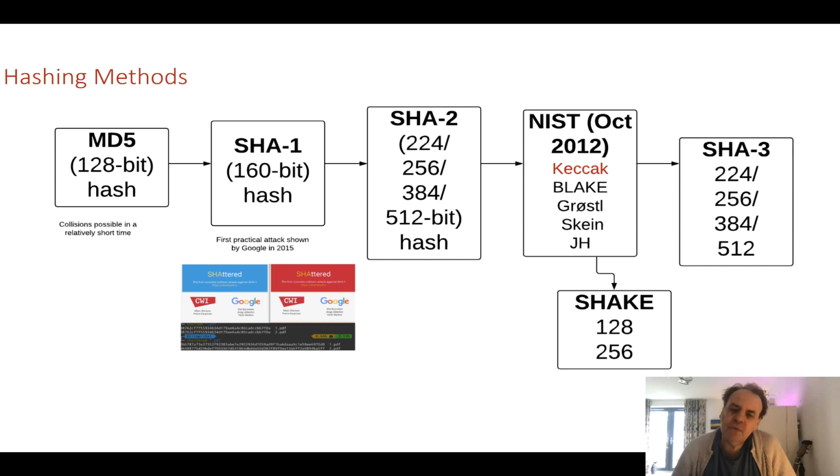With hashing methods, what we typically do is take a whole lot of data and then produce a standard fixed-size hash. That started really with MD5. There were other ones before this, but MD5 was one of the most widely used, and it produced a 128-bit hash. Unfortunately, it's not too difficult to create collisions.